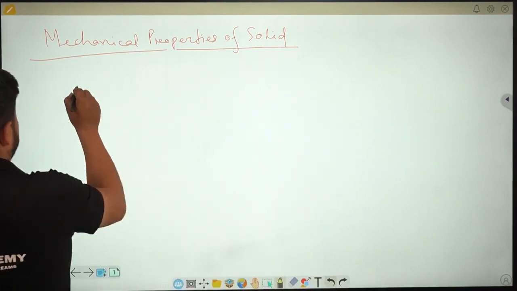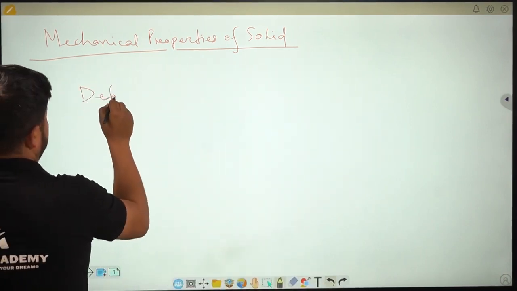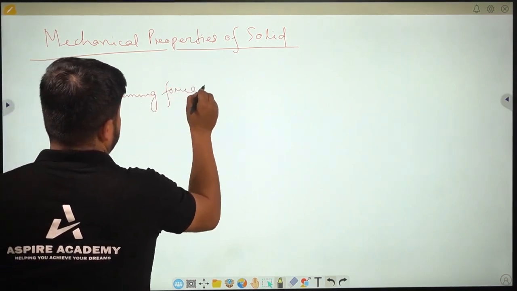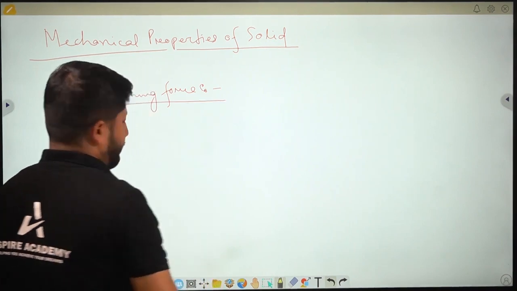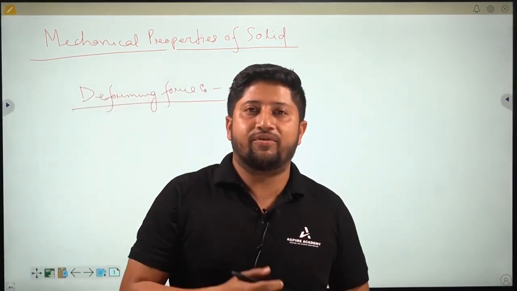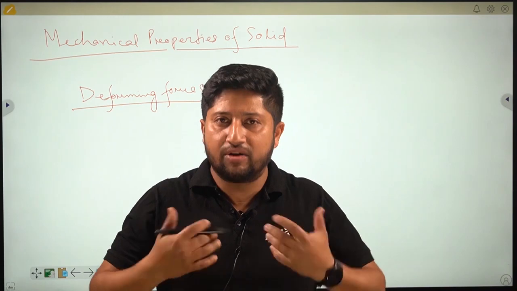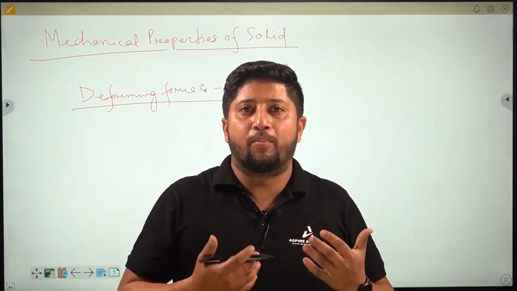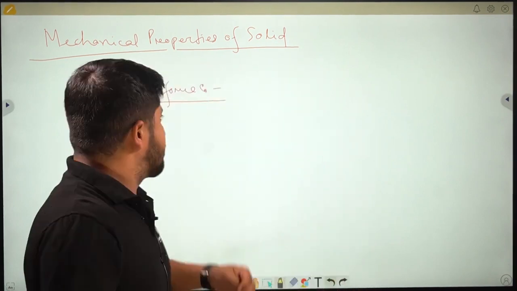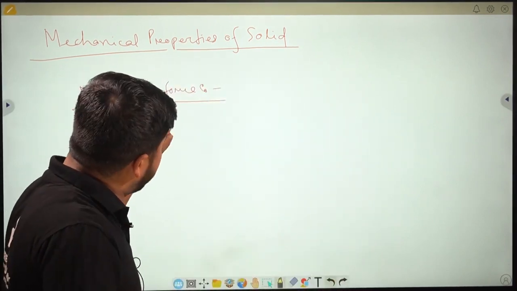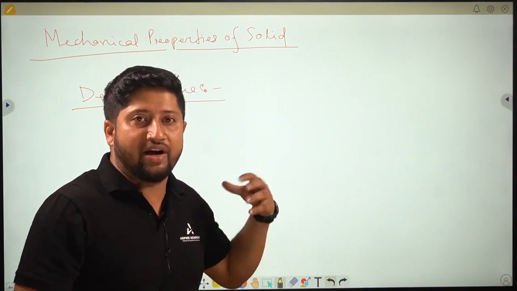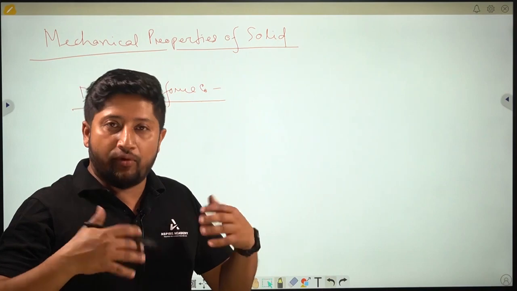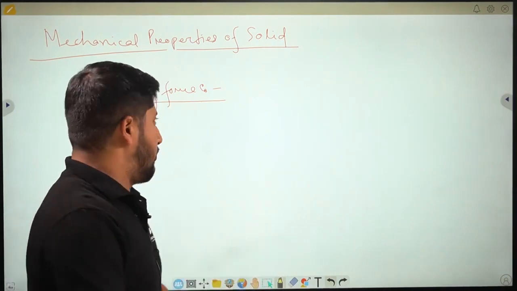So first of all, what is deforming force? If we apply some force, we already know what force is. Force is the product of mass and acceleration. If we apply a force on an object, it can deform. The size and shape can be deformed. That force is called deforming force.